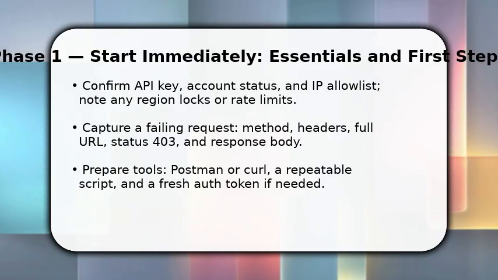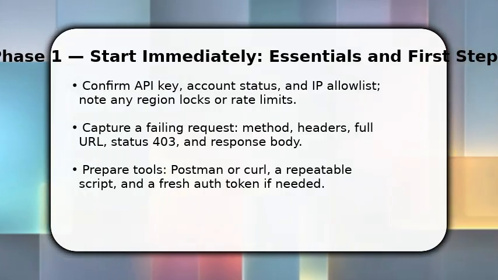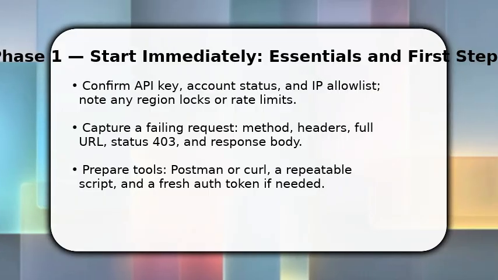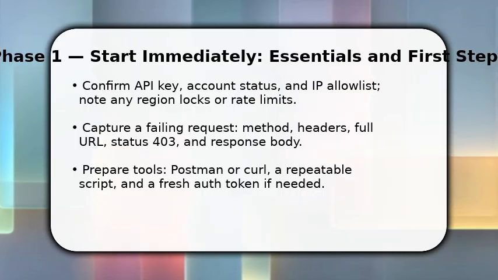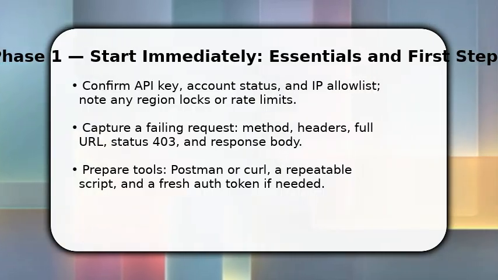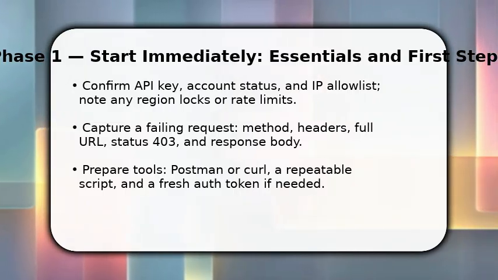You start by verifying prerequisites and then trigger the failing request. First, confirm your API key, account standing, and any IP allow list. These cause immediate 403s. Once done, reproduce the exact request with curl or Postman, including method, URL, and all headers.